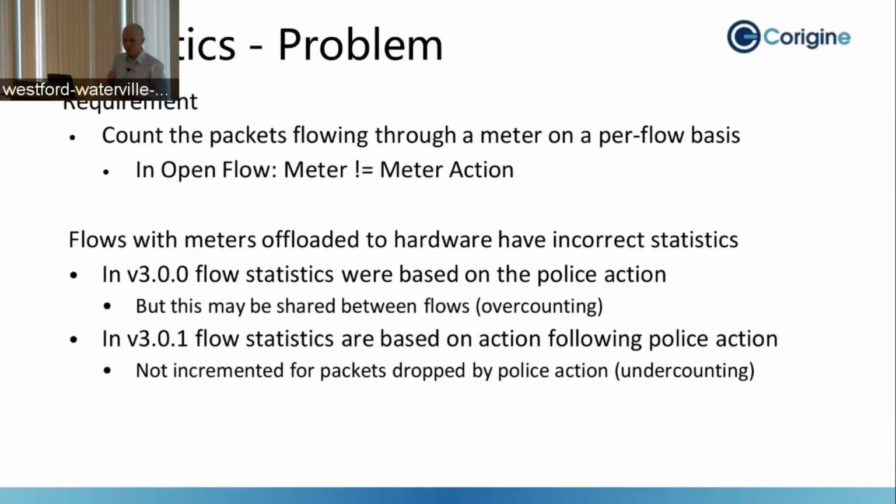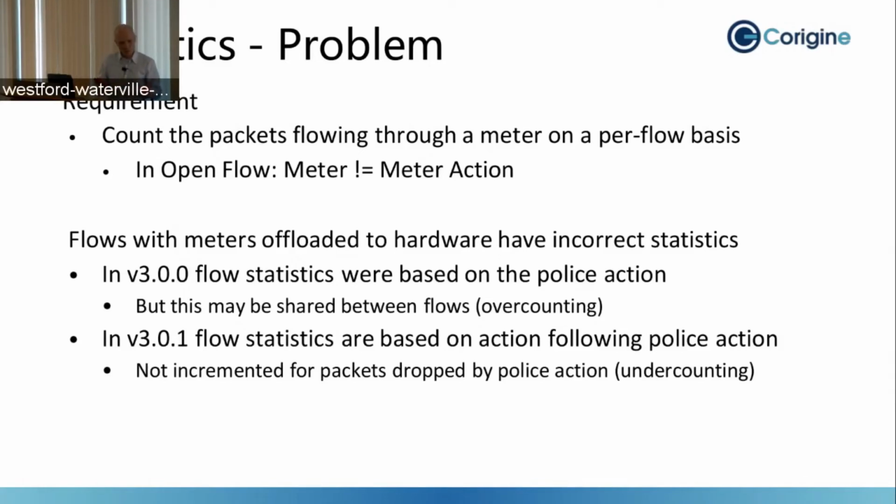From a packet processing point of view, this presents no problem at all. But from a statistics point of view, it presents a problem because the statistics are incorrect. So there has been an update to this chart since I wrote this slide, but it's not fixed yet. 3.0 was the first release that included metering, and it would count the statistics based on the police action. But the police action is shared between different flows, so you would end up with statistics relating to packets that went through a flow which is different, and this is obviously incorrect, and essentially is a form of overcounting.